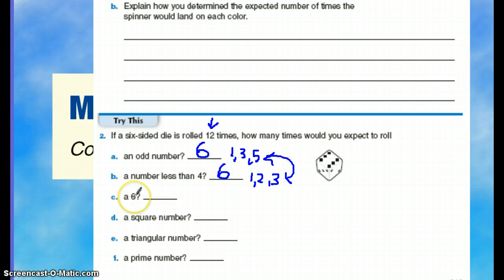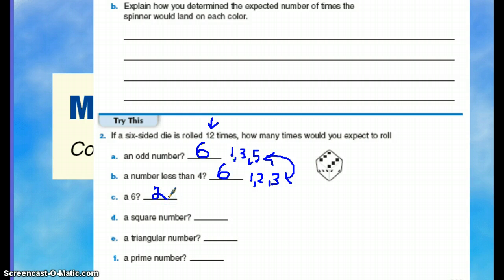A number 6. Well, there is only one number 6 on a die. So if I rolled it 6 times, I'd get it once. But again, remembering I've got to roll it 12 times, my chances would double, which would be 2.